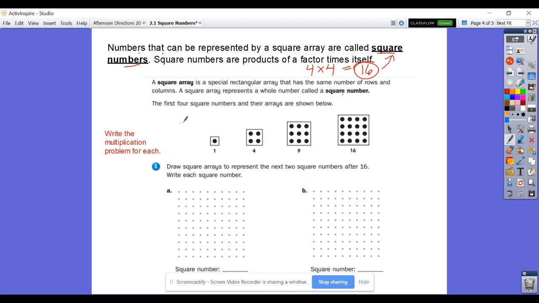So this drawing shows the first 4 square numbers and their arrays. So if you have a 1 by 1 array, well, that's kind of boring.